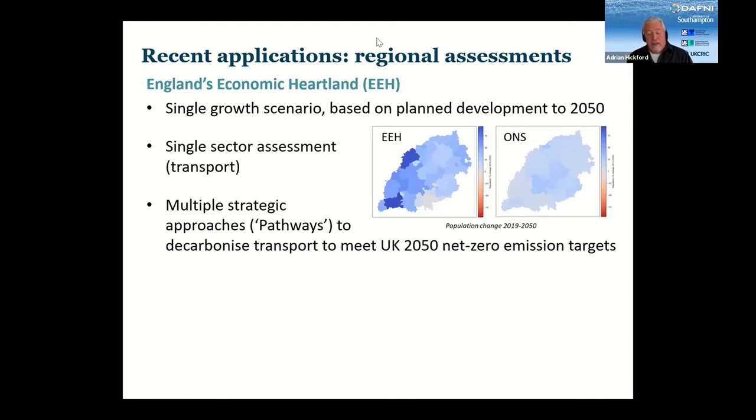And you can see there's actually much more variation in 2050 for the EEH growth scenario on the left, compared with the ONS population projections on the right. So given this change in population, how do we meet the targets of net zero carbon transport emissions by 2050? There are a number of different approaches we could consider, so we developed a small number of different pathways to reach this end goal.